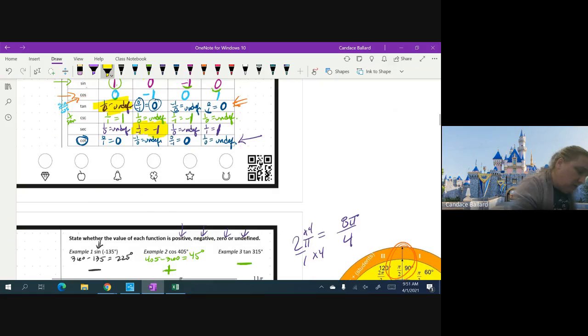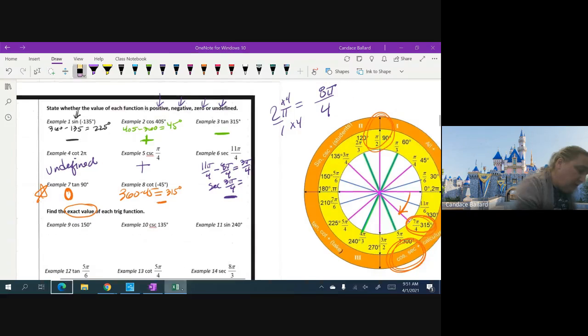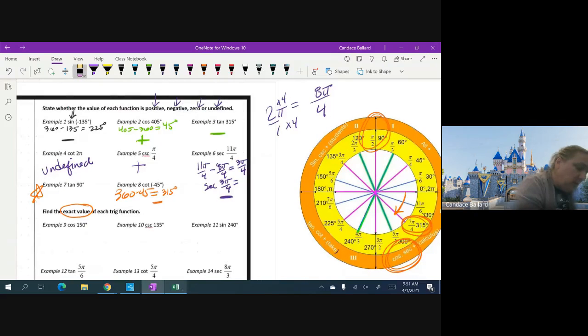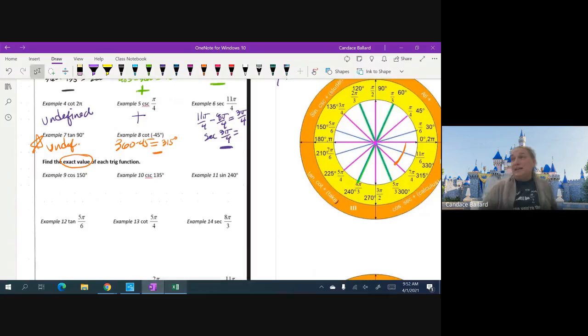Did I totally do it wrong? I did it wrong. I picked the wrong thing. Thank you for catching me, Mariana. It should have been undefined. So everybody fix that. It was undefined. Thank you for picking up on that. Sometimes I just blow it. It's okay. We're all human and make mistakes. So Mrs. Ballard makes them too.